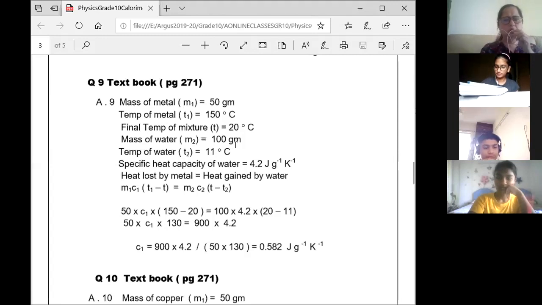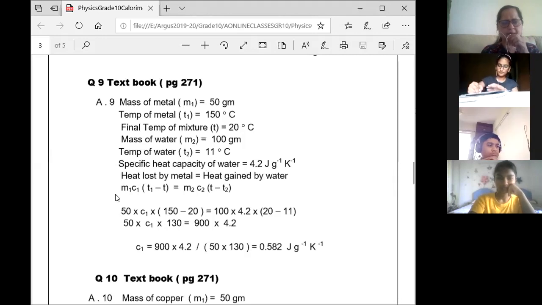So according to the principle of calorimetry, or the principle of mixtures, the heat lost by the hot body is equal to the heat gained by the cold body. Here the hot body is the metal. So the heat lost by the metal is equal to the heat gained by water.